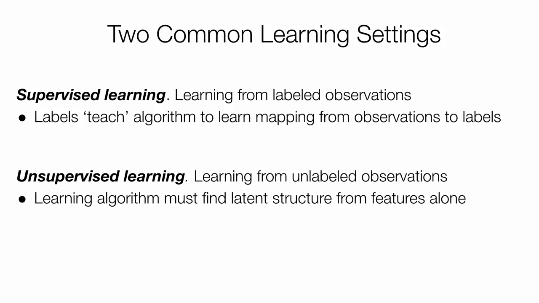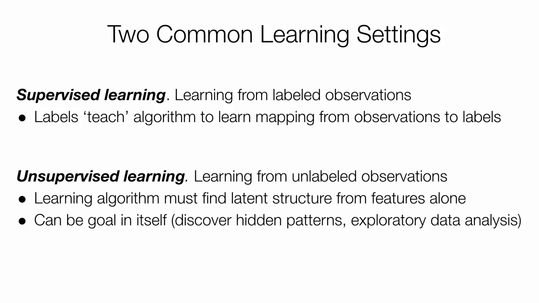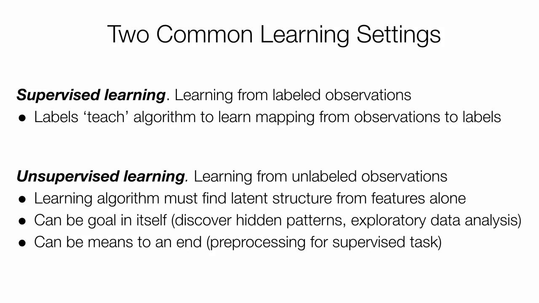And there's two main reasons why we might want to perform unsupervised learning. One is that it can be a goal in and of itself to better understand our data, to discover hidden patterns, or to perform exploratory data analysis. Alternatively, it can be a means to an end. It can be, in some sense, a pre-processing step before we perform a downstream supervised learning task.